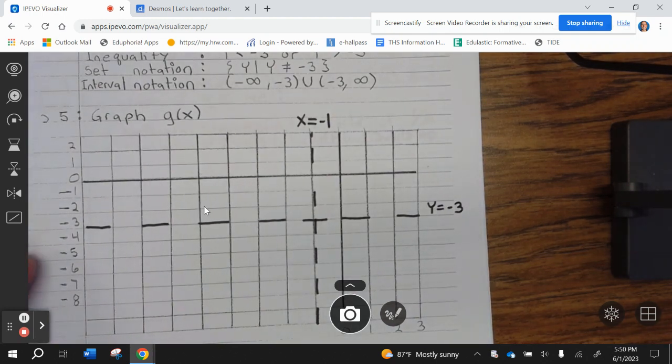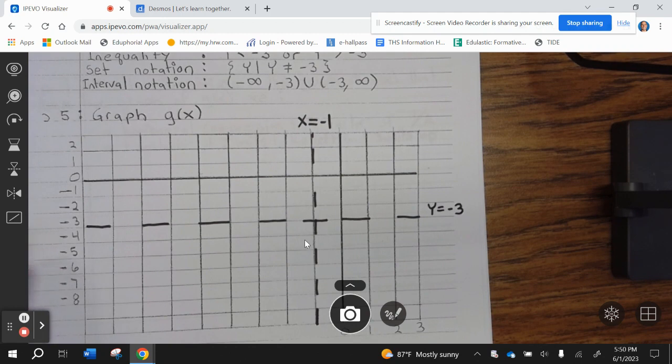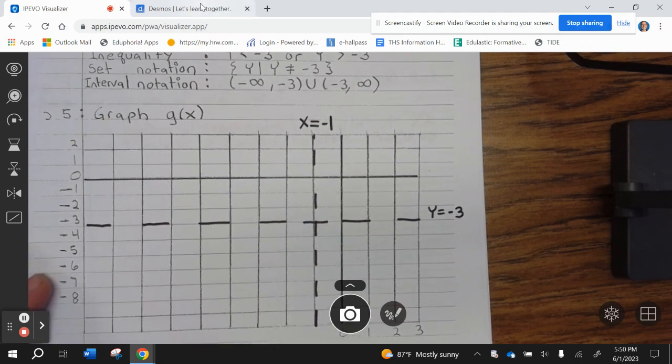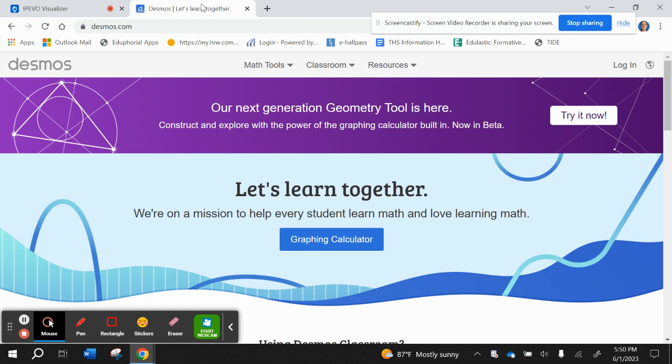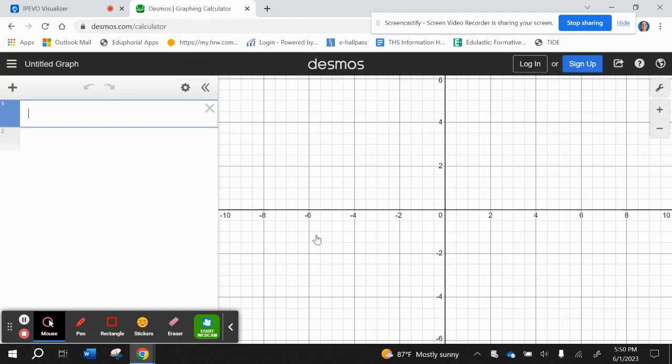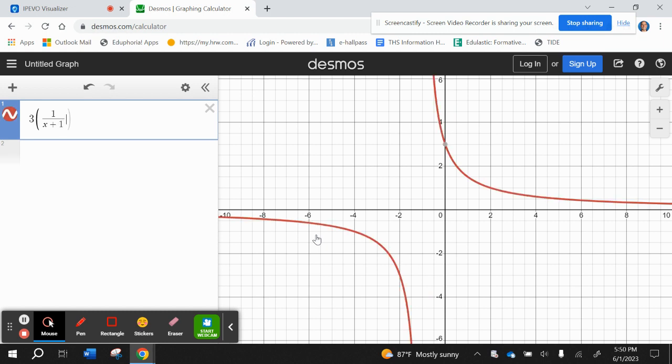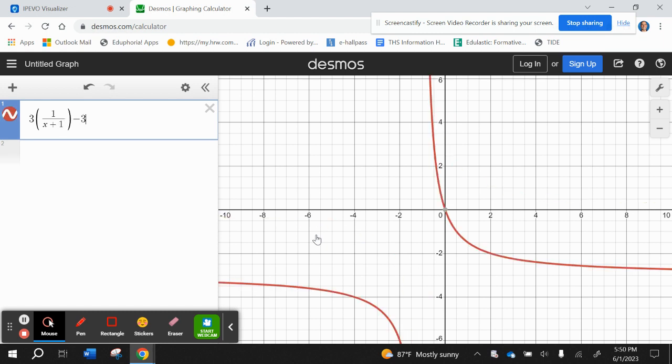All right, and so then we just need a point here and here, and we can use Desmos for that. So we're going to graph g of x. So that's 3 times (1 divided by x plus 1) minus 3. Okay, so I want to try to find a point. 0, 0 works. Okay, so we can use that point, (0, 0).